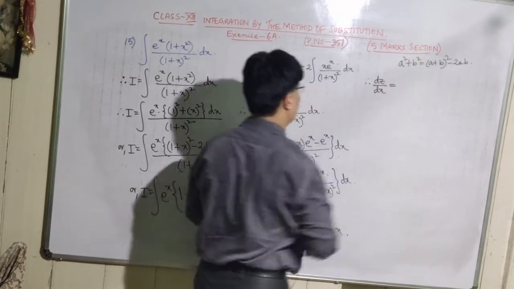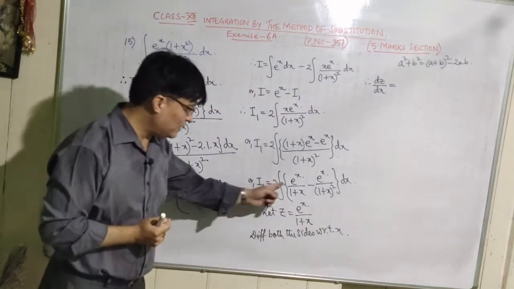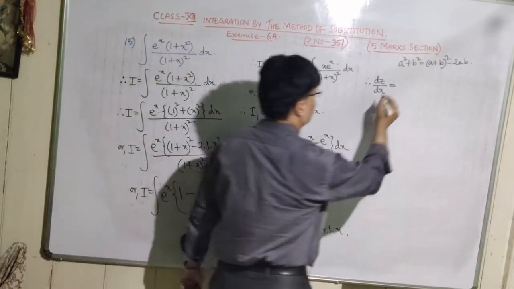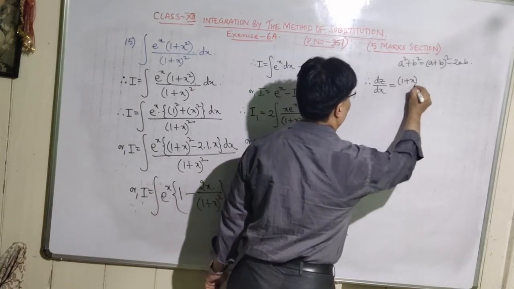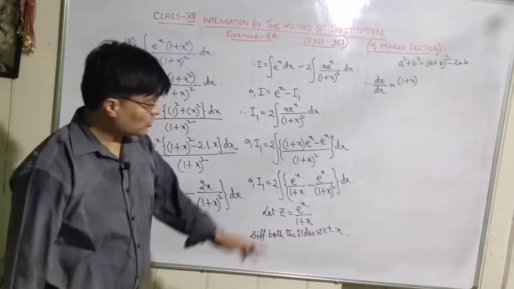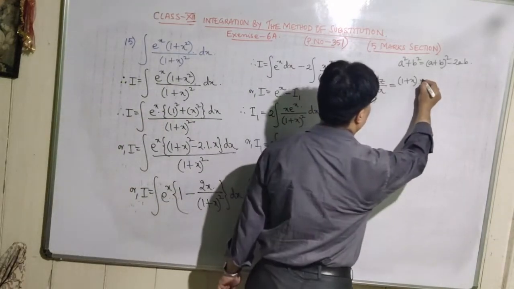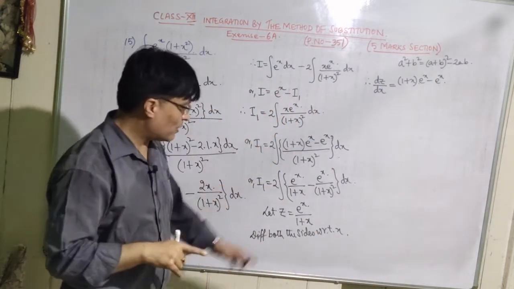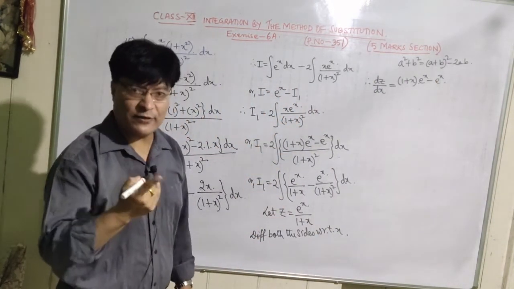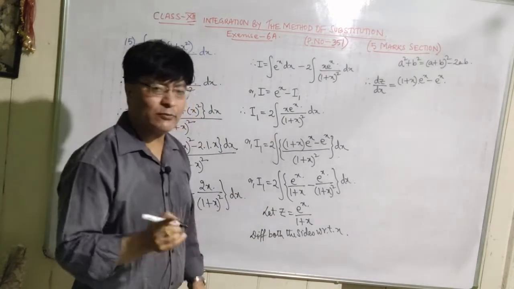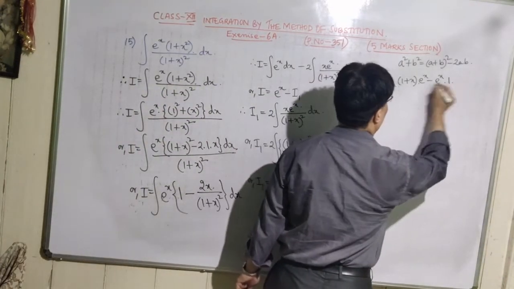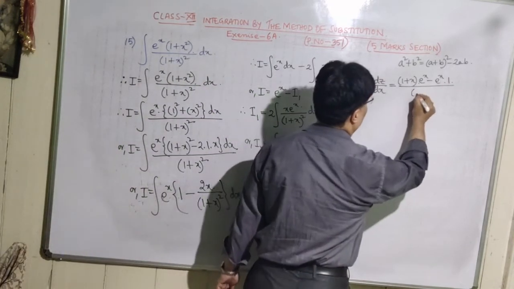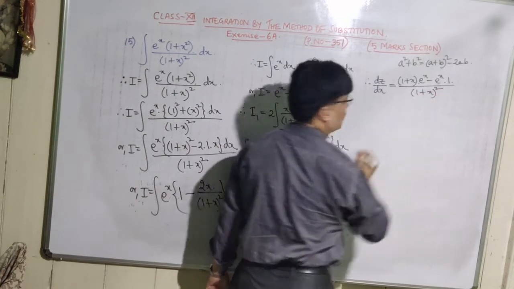So dz by dx is equal to, now let us use the u by v rule again. You know the u by v rule, or quotient rule. Let us keep the denominator as it is, 1 plus x, into the differentiation of the numerator. What is the differentiation of e to the power x? e to the power x. Minus, now let us keep the numerator as it is, e to the power x, and now let us differentiate the denominator. What is the differentiation of 1 plus x? It is 0 plus 1, that means 1, all divided by denominator whole square. So it is 1 plus x whole square.